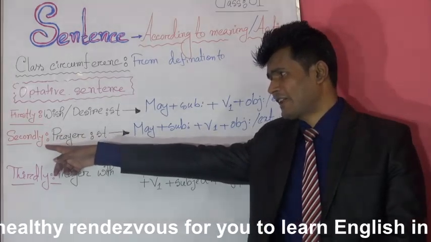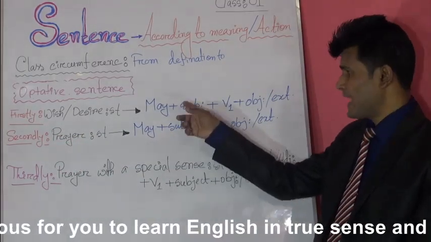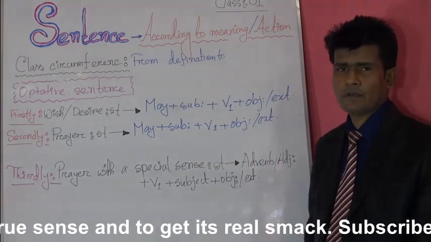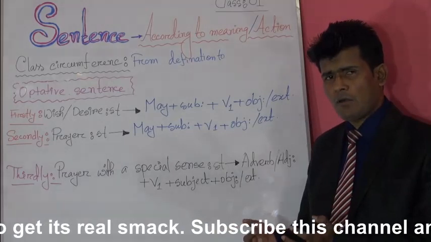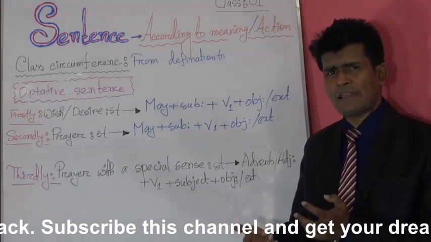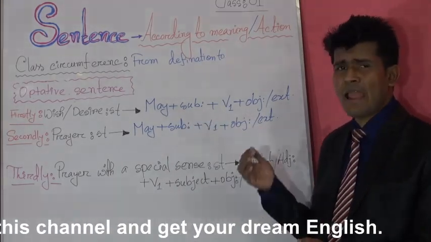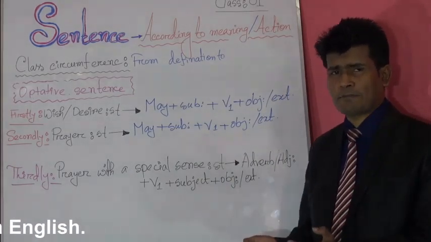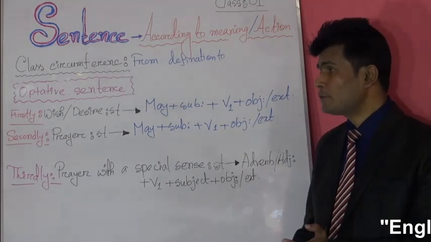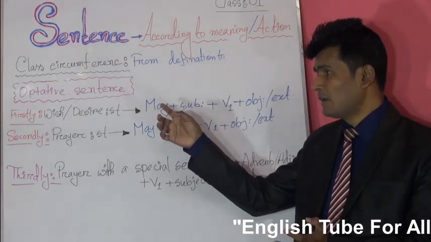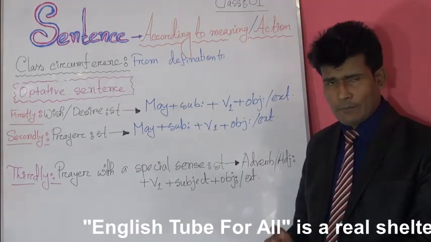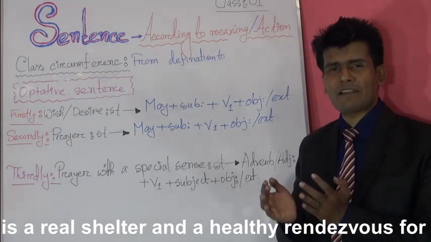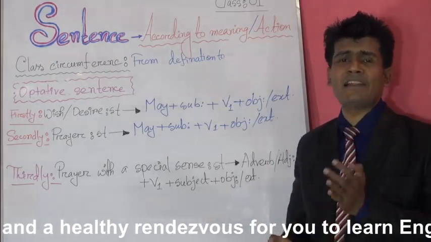The second purpose, that is secondly, prayer. The complete structure is the same. May plus subject plus verb 1 plus object or extension. The same thing. You may now ask me why the same structure is followed. You have to keep in mind, according to the grammar rule, the same structure is followed. But you have to differentiate between wish, desire, or prayer. If you cannot differentiate it by the essence of language, then obviously, one grammar chapter of English language is connected with another grammar chapter.